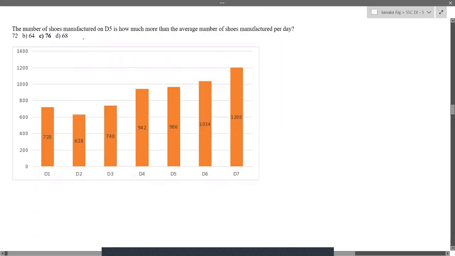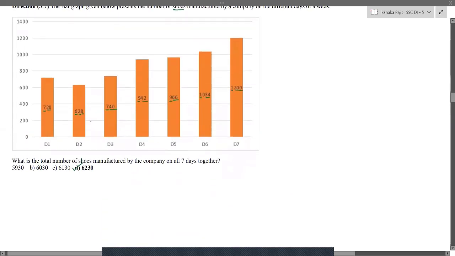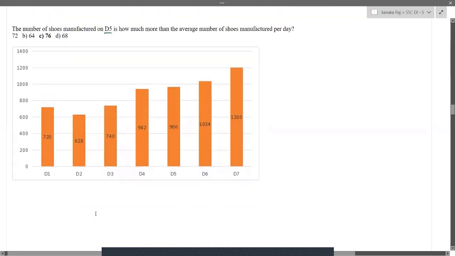What are they asking? The number of shoes manufactured on day 5 is how much more than the average number of shoes manufactured per day. Now what do we need to do? For the average, we need to add all the sums here. So instead of doing that, I've already got my sum in my previous question, that is 6,230. So you need to be a little attentive. You need not add once again. You should take the sum which I've already added, that is 6,230, divided by the number of days, that is 7 days. This gives me the average.